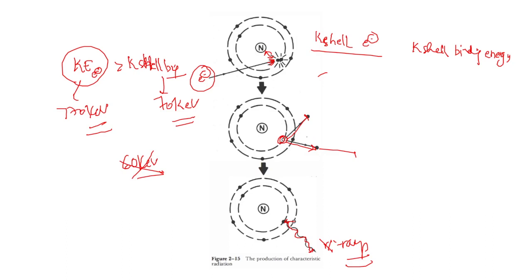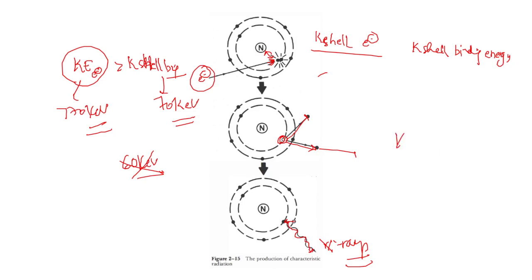Once it ejects the electron, whenever there is no electron in the K shell, it obviously becomes unstable. As a result, an electron from the L shell or M shell will descend and occupy the lower shell. Because of the excess energy when an electron jumps from the L shell to the K shell, this excess energy is liberated as X-rays.